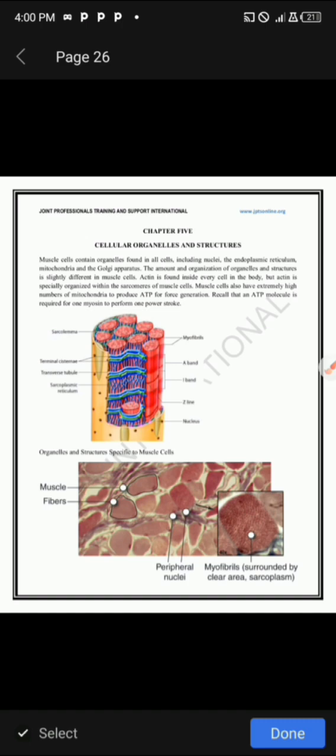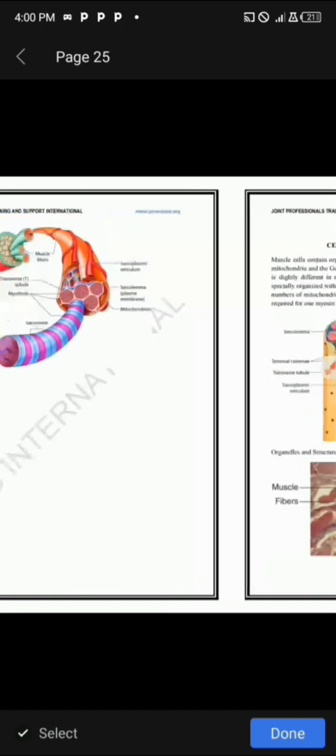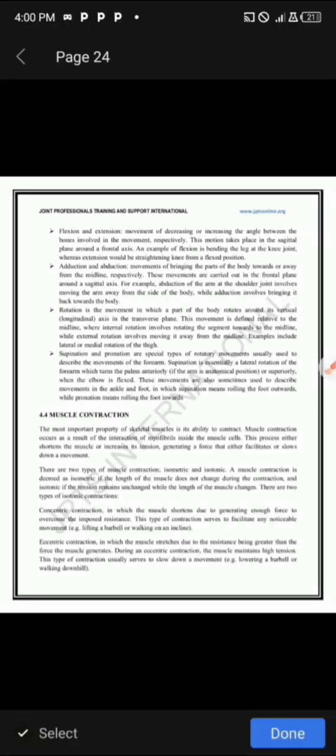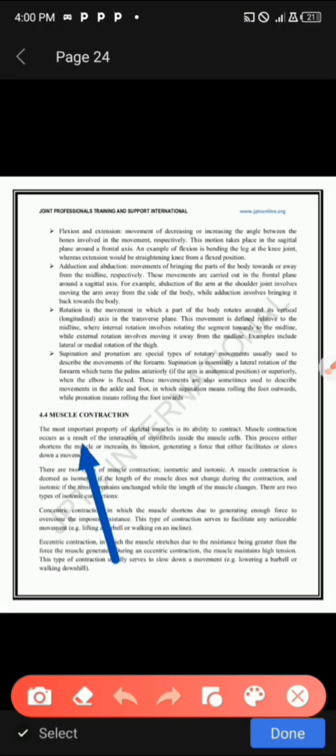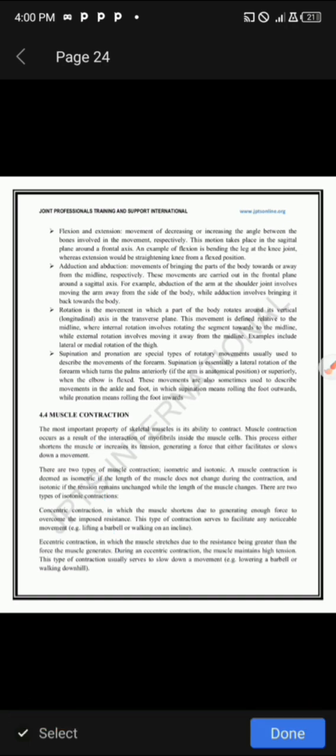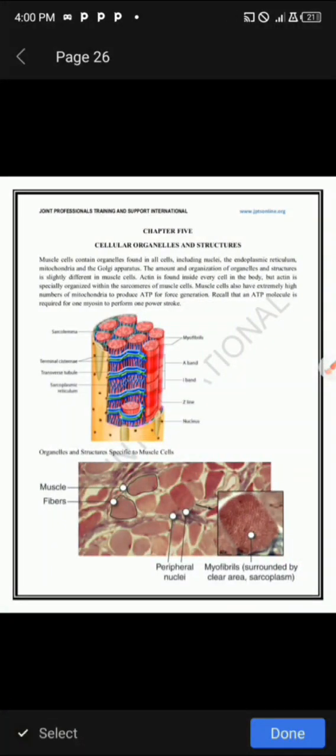In our previous class, I stopped at muscular contractions. Today we are going to study cellular organelles and their structures.